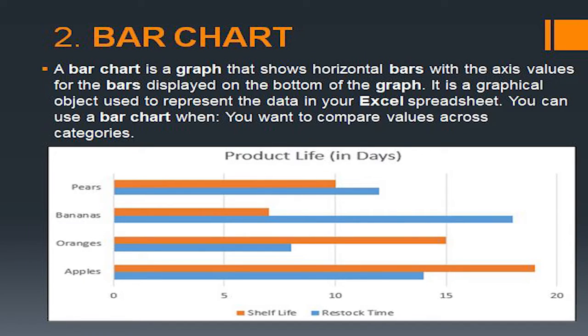You can see product life in days, for example. Here you can see pears, bananas, oranges, apples. You can see the bars are represented in the horizontal direction. That is called a bar chart.